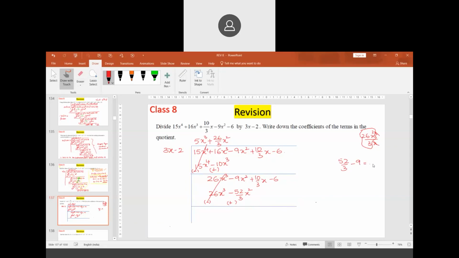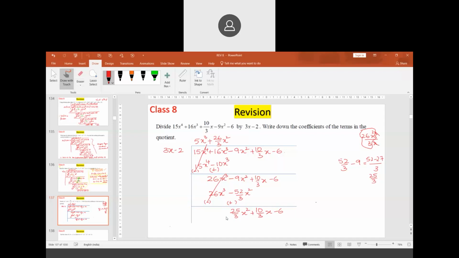This is to be simplified. LCM is 3. 52 minus 3 nines is 27. 52 minus 27 is 25. So 25 by 3 is obtained here. So 25 by 3 x square is obtained plus 10 by 3x minus 6.